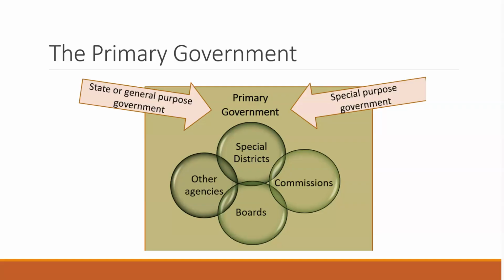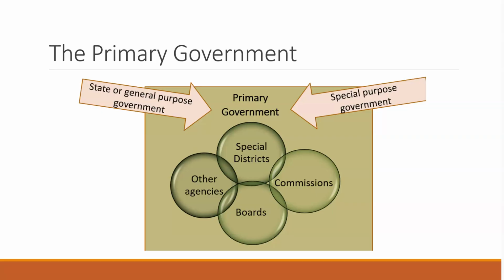Okay, so our primary government is either our state, general purpose, or special purpose government. There are a number of special purpose governments, usually a special kind of city government. Okay, then within those governments, we can have special districts, commissions, boards, and other agencies. We might have a managing board, we might have a couple of boards on special topics, we can have different kinds of commissions. And so what we need to do is decide which of those are a financial reporting entity.